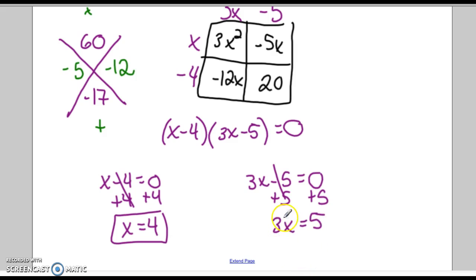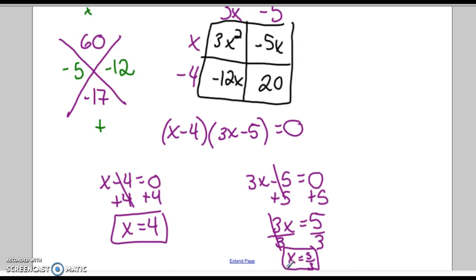And I know 3 times x, in algebra, to cancel things out, you do the opposite. So the opposite of multiplication would be division. So I'm going to divide both sides by 3. So I get x equals 5 over 3. I'm going to actually just leave it as a nice clean fraction. And those are my two answers.